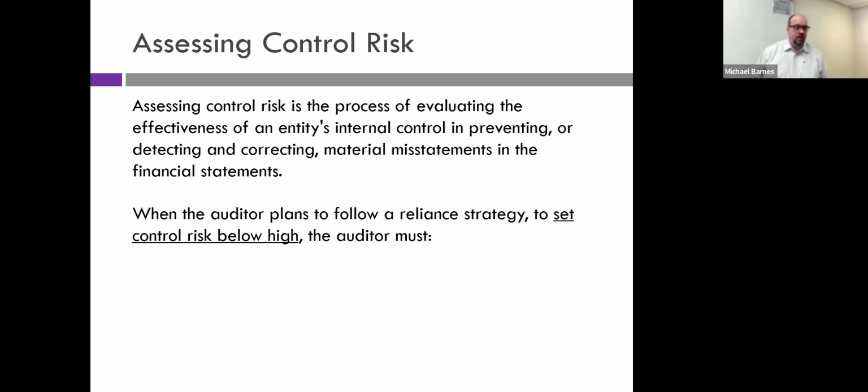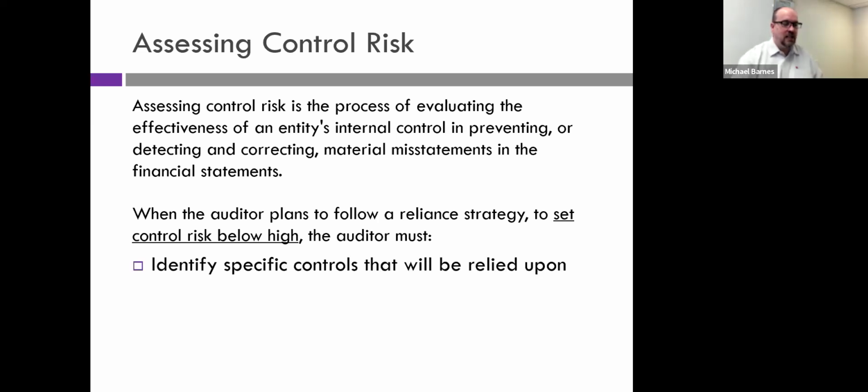When the auditor plans to follow a reliance strategy, that's a strategy where we say we're going to rely on the client's internal controls to provide some of the assurance in the audit. In other words, we would like to set our control risk at something below the highest level. In order to do that, the auditor must do the following. Identify specific controls that we're going to rely upon.